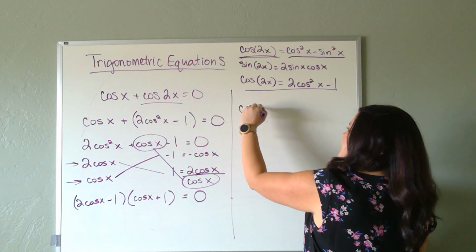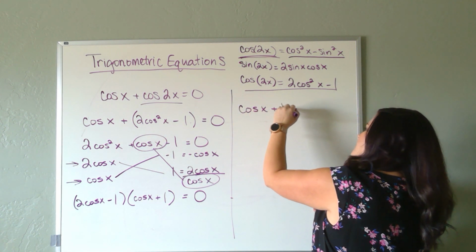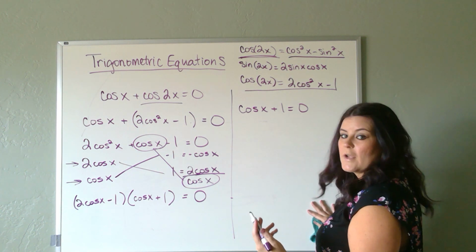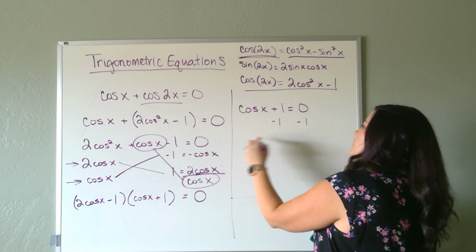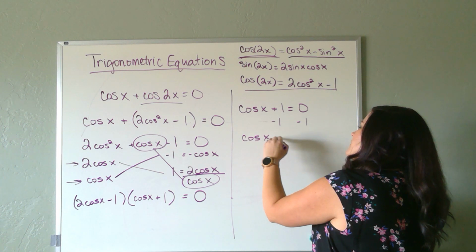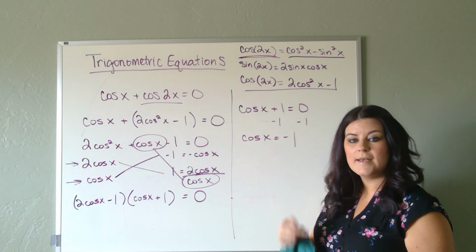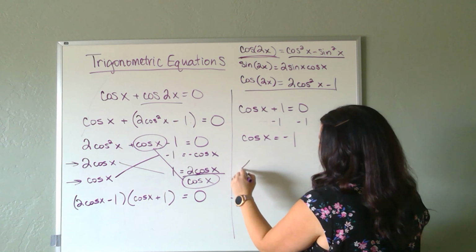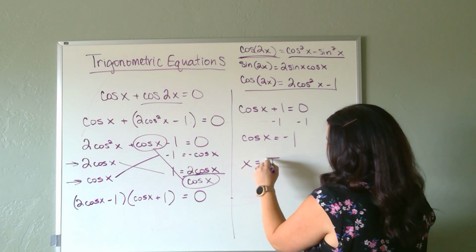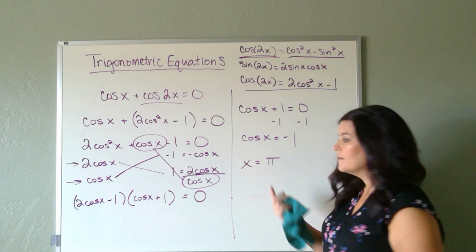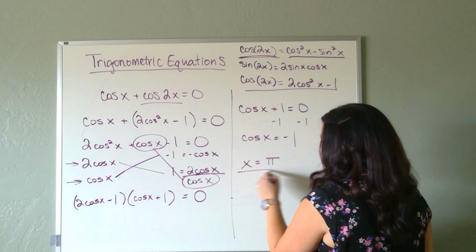Okay, so I have cosine x plus 1 equals 0. Subtract 1 on both sides, I get cosine x equals -1. Go to your unit circle. Where is cosine -1? That's only at one place. That's at 180 or at pi, right? So cosine is -1 at pi.